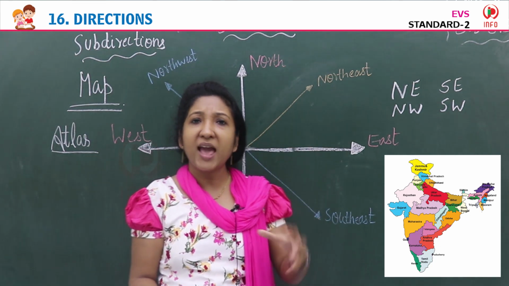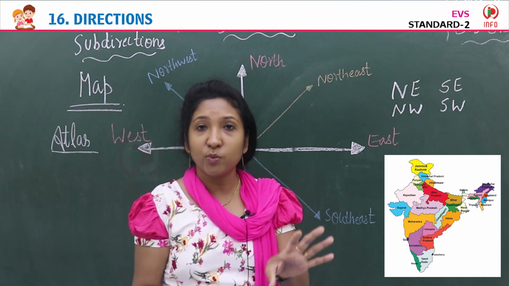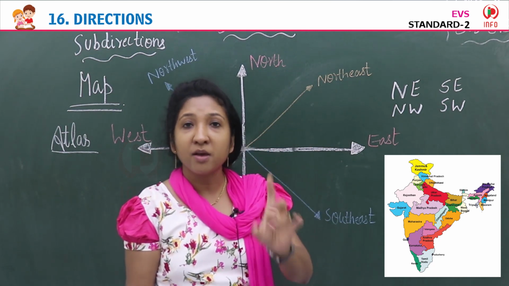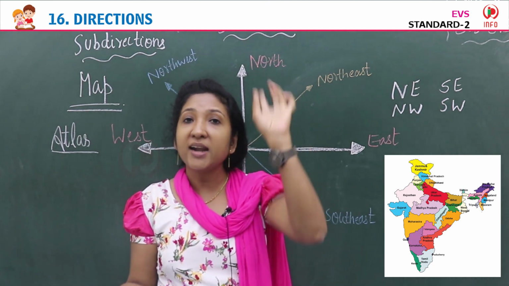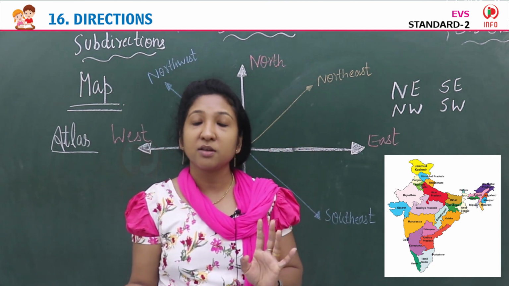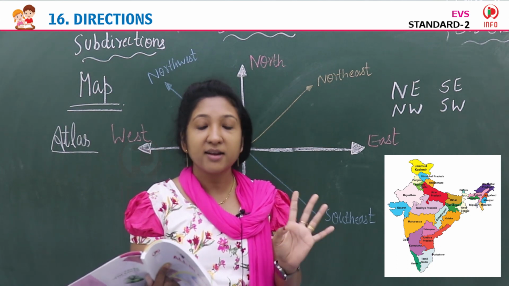So map, when we hang a map on the wall, this is the thing, it is common everywhere. If you hang any map on the wall, or just you keep a map on a table, upside is north, down is south, left is, your left side is west and right side is east.